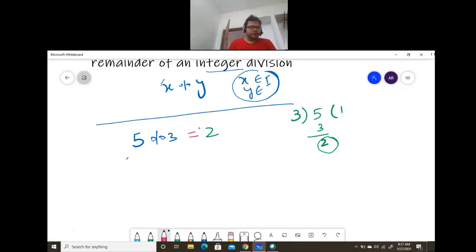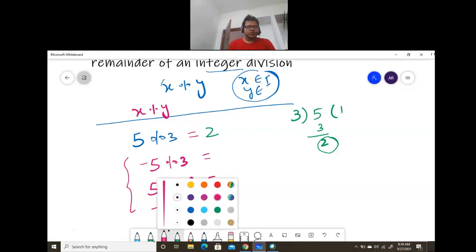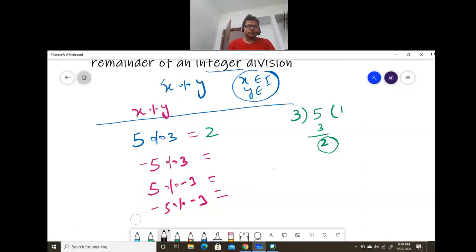In the next 3 lines of code we will try to experiment with all the cases of x modulus y. X may be positive or negative, y may be positive or negative. So 5 modulus 3, 5 modulus -3, -5 modulus -3. Can you guess what the answer will be? The answer will be 2, 2, 2.